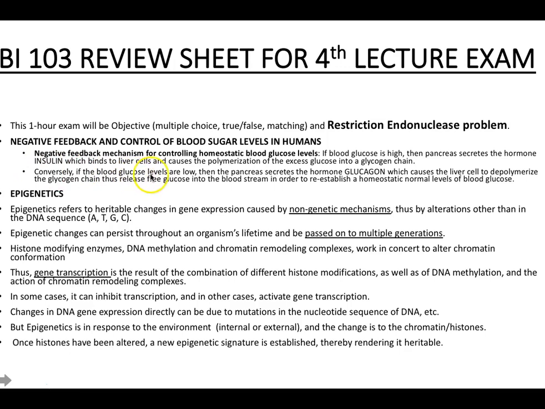Now, if the blood glucose levels suddenly drop, or are low, then the pancreas secretes a different hormone, glucagon. Again, it can bind to the liver cell, and what it does is depolymerize. In other words, you have too little blood glucose, so it's going to take the glucose stored in the glycogen chain, break the chains, and release the free glucose to the blood, and then the blood goes back to homeostatic normal. So the glycogen chain is broken, frees the glucose, and returns it to the bloodstream in order to reestablish homeostatic normal levels of blood glucose.